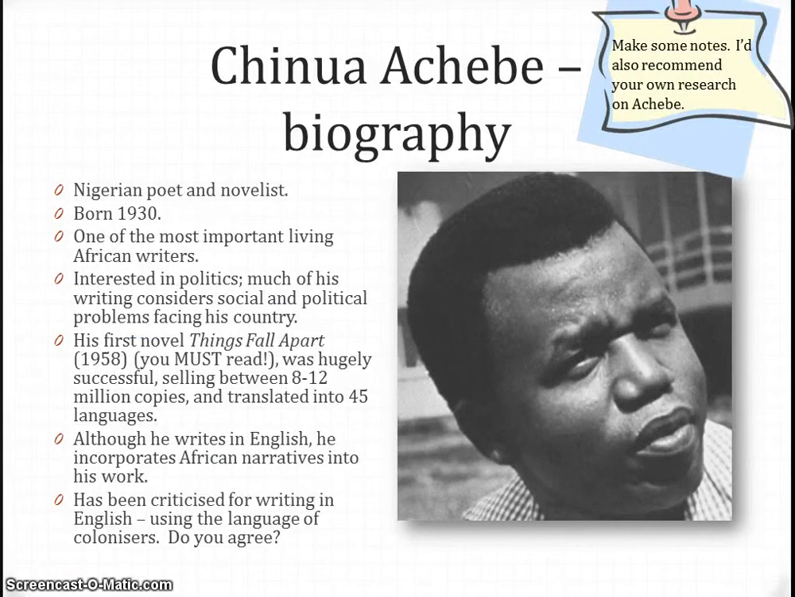Some brief biographical notes now for Achebe. He was a Nigerian poet and novelist, born in 1930. He is one of the most important living writers from Africa today. Very much concerned with politics, and much of his writing considers social and political problems facing his country, which is Nigeria. I would absolutely recommend that you read his novel, Things Fall Apart. It's very, very short, I promise you. Hugely successful novel, translated into many, many different languages, and it's a very powerful novel. Achebe has been criticised for writing in English rather than his native language. Think about that when you read the poem.